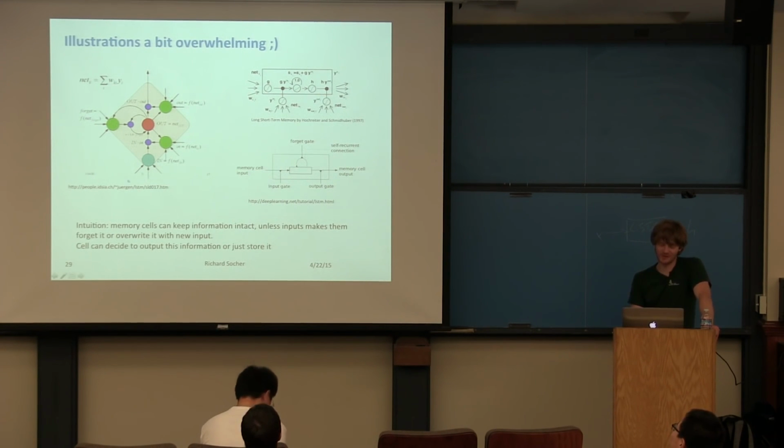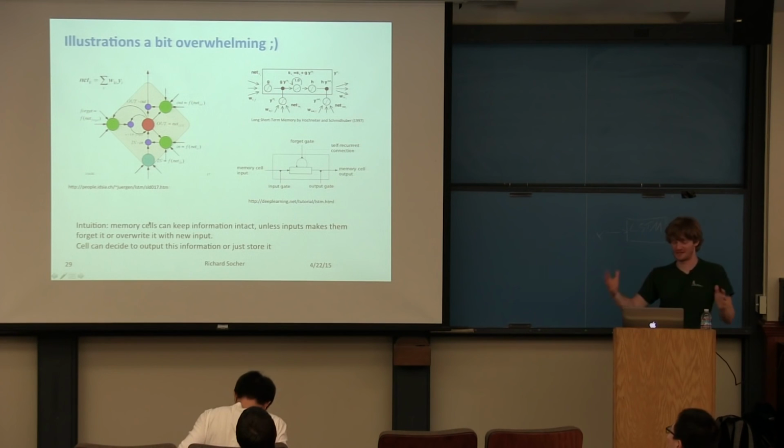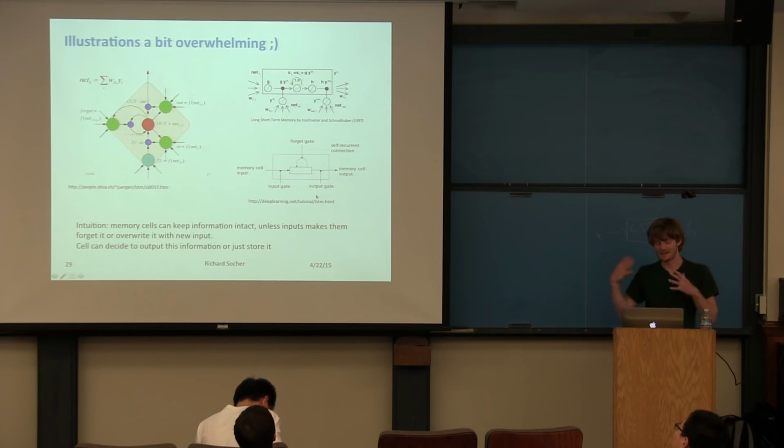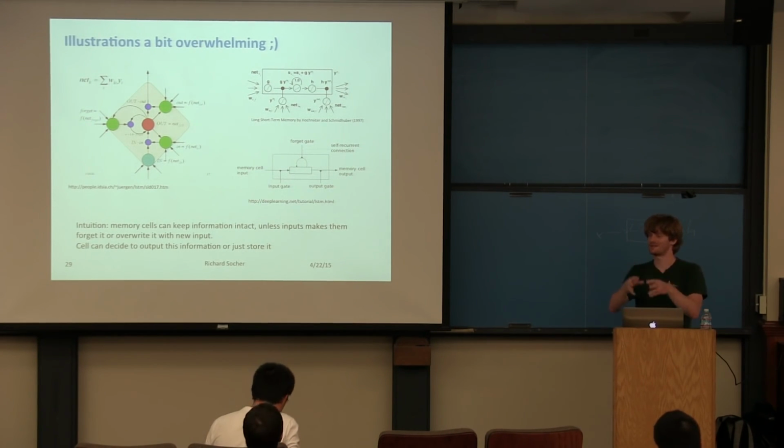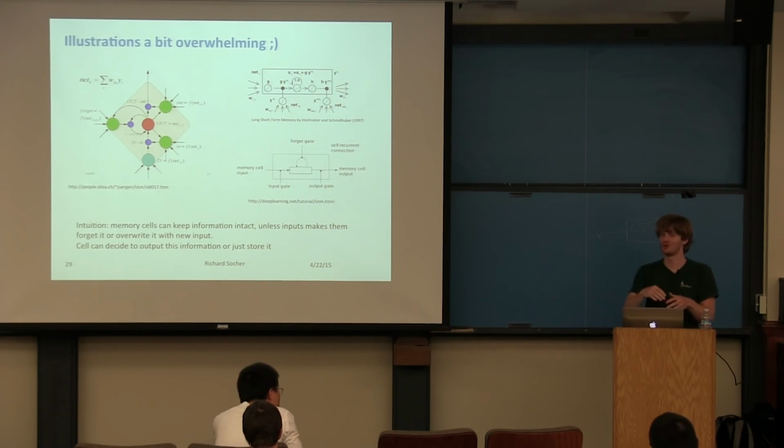But I think the important intuition here that I do want you all to take away is that these memory cells can basically keep information intact unless the inputs make them forget it or overwrite it in some meaningful way. And again, this boils down to not suffering now as much from the vanishing gradient problem. And I think this is a general interesting approach too. You can try to hammer away on a specific model, and you just say, I want that standard recurrent neural network to do it better. Because in theory, it should. But in practice, the optimization problem is such that it just can't.